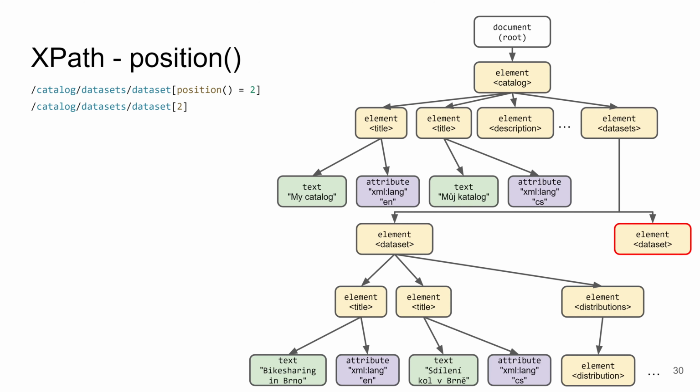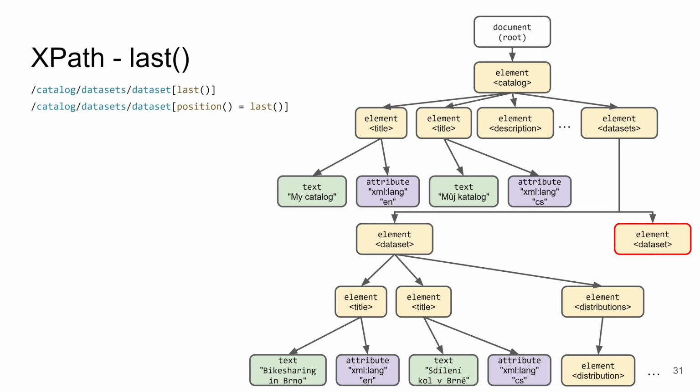Now there is also a syntactic shortcut for testing the position. For instance, we want only the second dataset. So what we would normally do is that we would go to the catalog, to the datasets, then to the dataset, and filter those only to those which have the position equal to 2, which can be shortened to just 2 in the brackets, which means we want the second element in the set, in the sequence. And the next function is the last function, which gives us the position of the last element in the set.